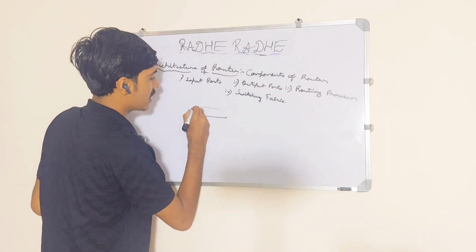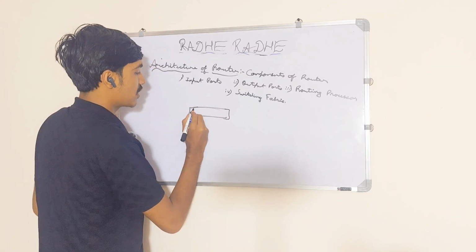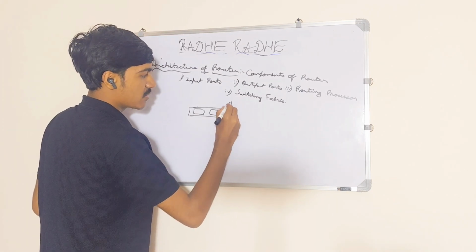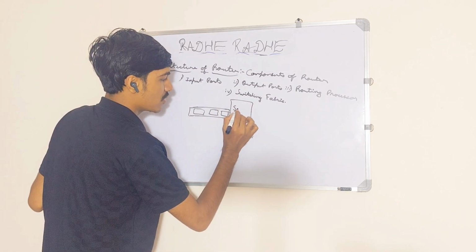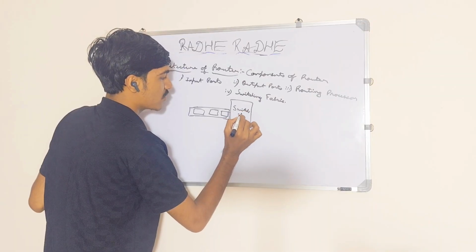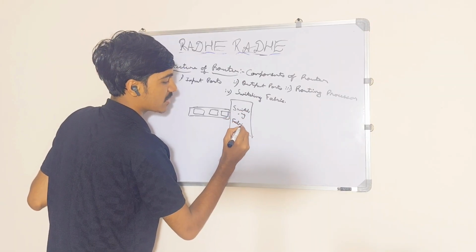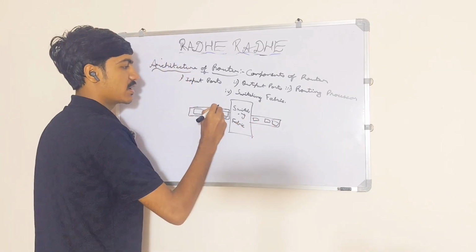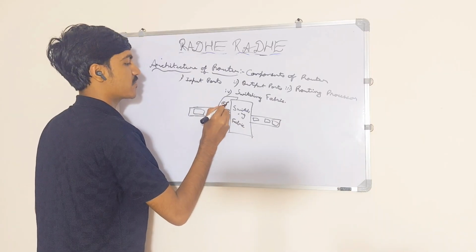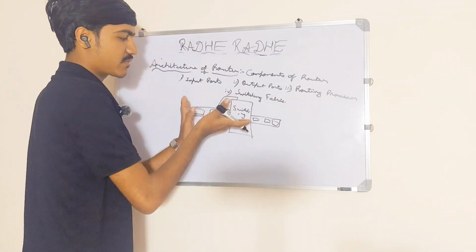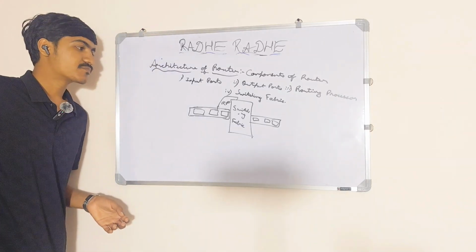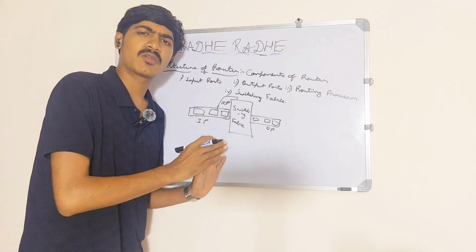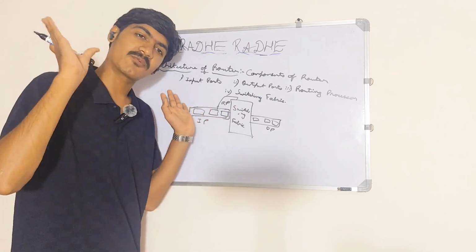Okay, we have input ports here, 1, 2. We have input port here. We have switching fabric here, and we have output port here, and we have a routing processor here, which is connecting both the switching fabric and this. Okay, this is input port, this is output port, and here I'm showing only one input port and one output port. Generally, a router has many input ports and many output ports.